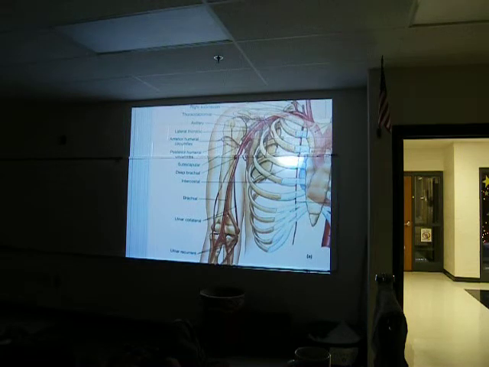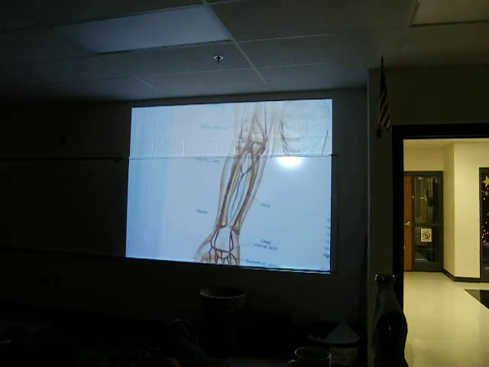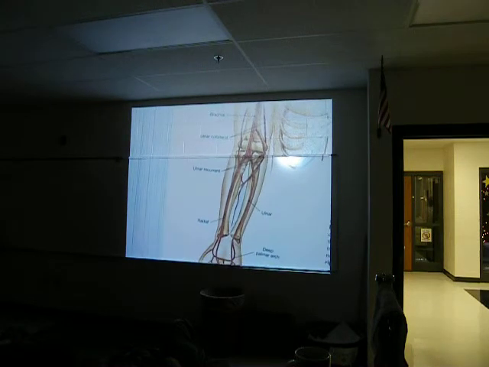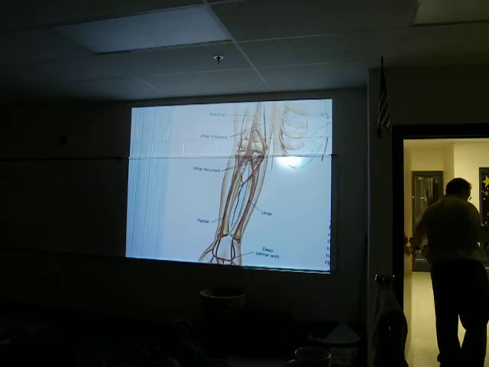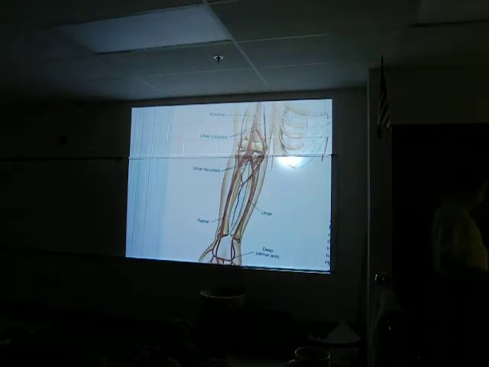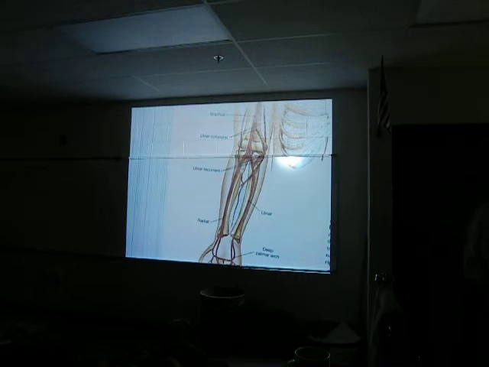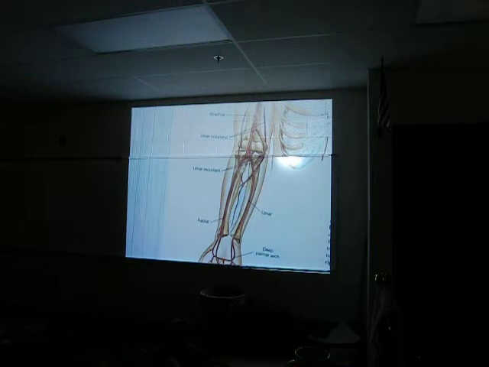Brachial will then branch into these 2 arteries going through the forearm. Why are they named ulnar and radial? That's what the bones that they're next to are called. They are named after the bones that they are adjacent to. Your radial artery is located right next to your radius, and your ulnar is located right next to your ulna.